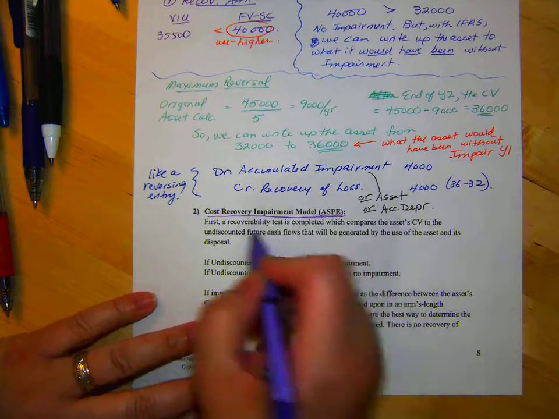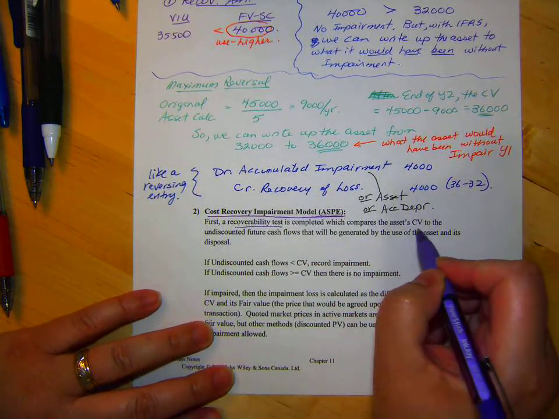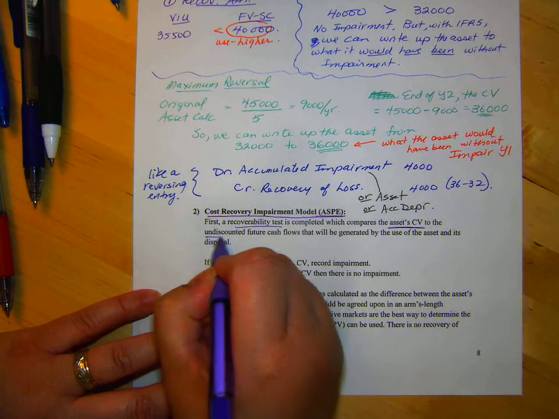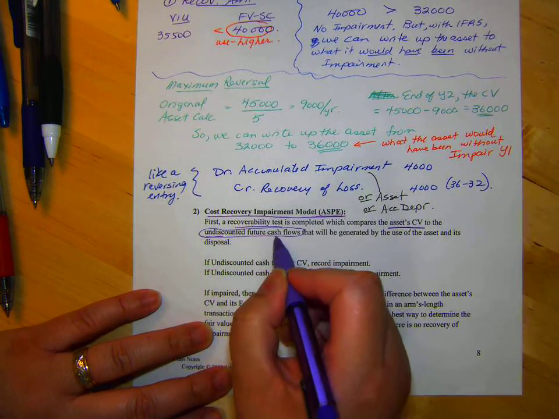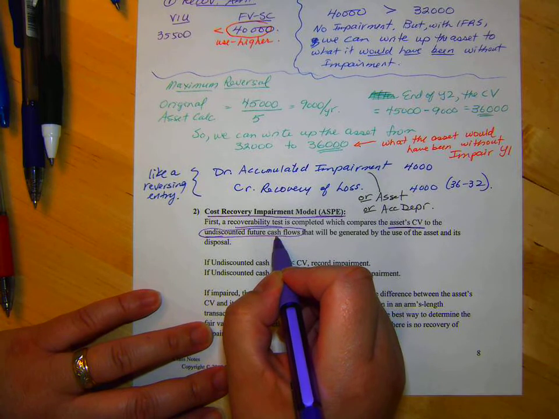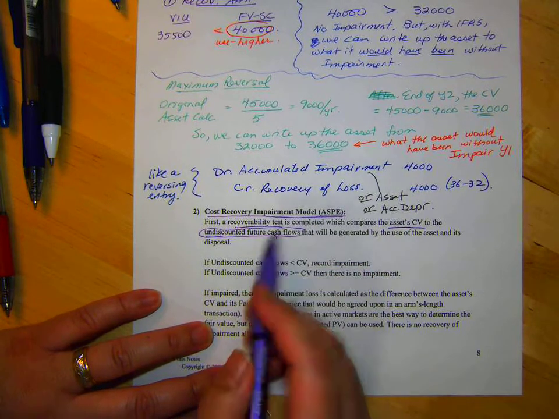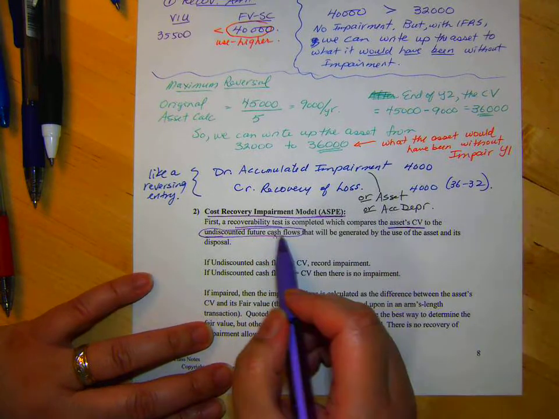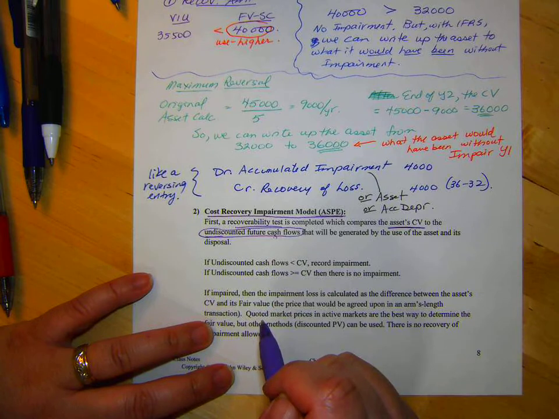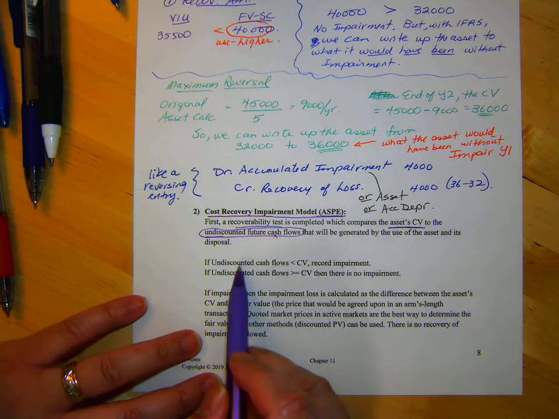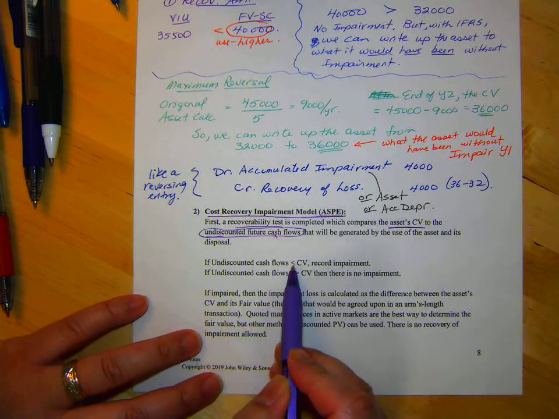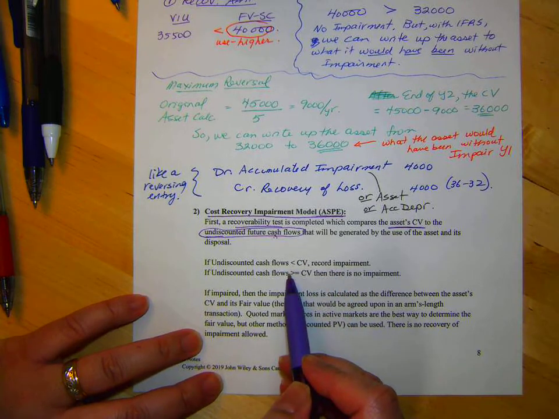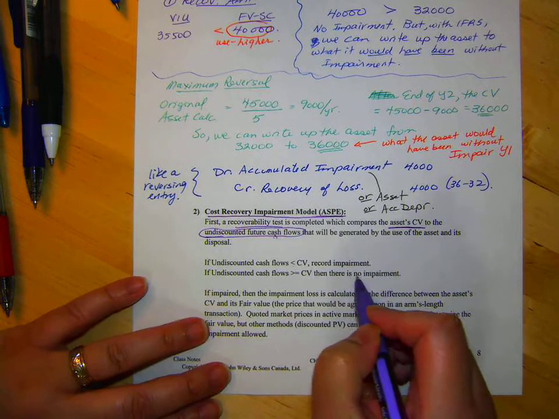So, first, a recoverability test is completed, which compares the asset's carrying value to the undiscounted future cash flows. Big difference from IFRS, which used the discounted cash flows, right? That means we're not present valuing it, we're just adding them up. So we're not taking into consideration time value of money. So if undiscounted cash flows are less than CV, or carrying value, we record the impairment. If they're greater, then our asset isn't overstated, so there's no impairment.